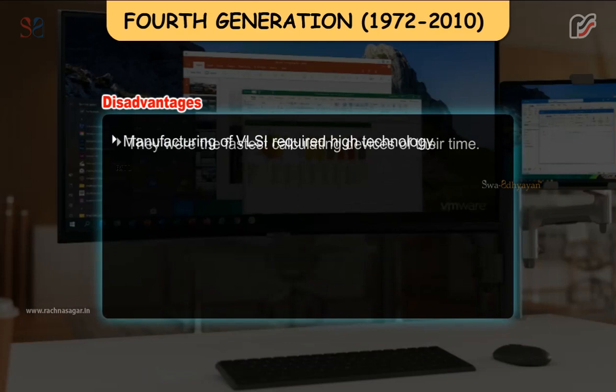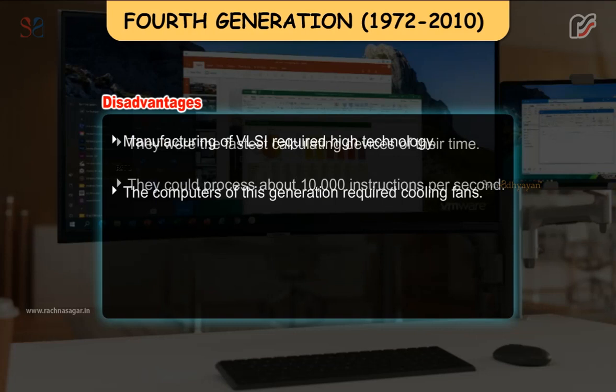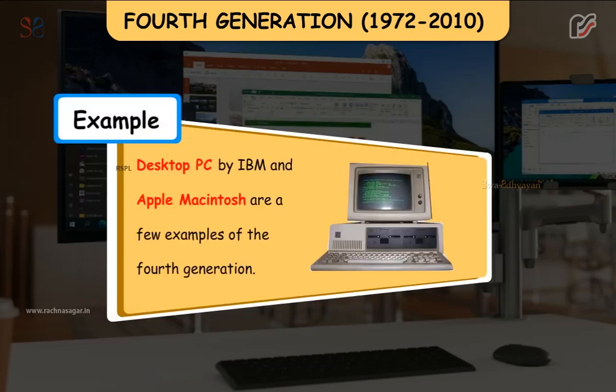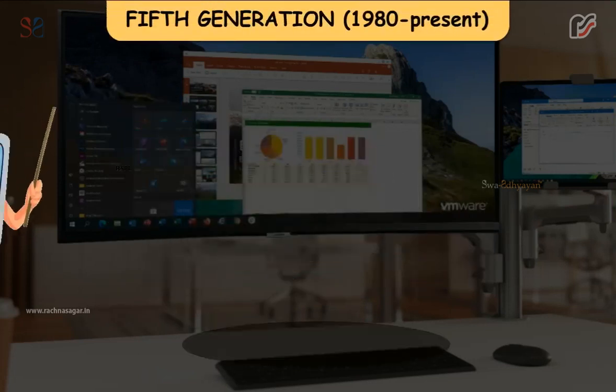Disadvantages: manufacturing of VLSI required high technology. The computers of this generation required cooling fans. Keyword: reliable, accurate, and trustworthy. Examples: desktop PC by IBM and Apple Macintosh are a few examples of the fourth generation.